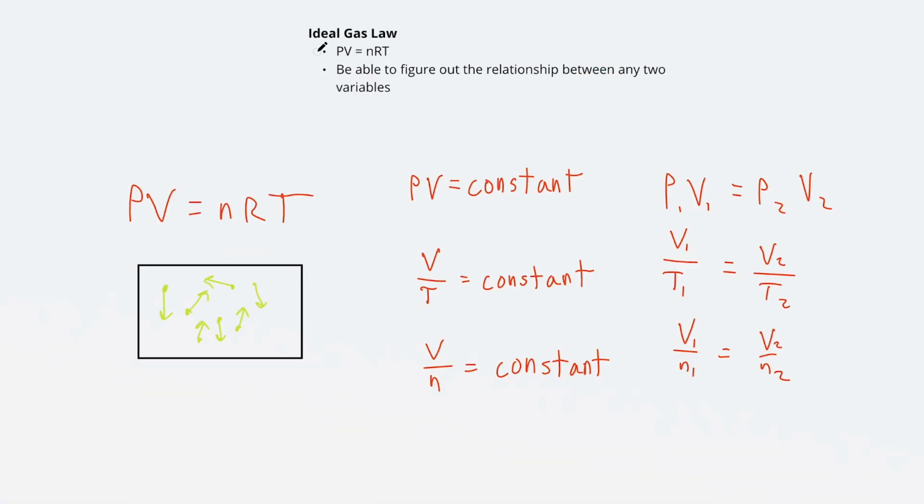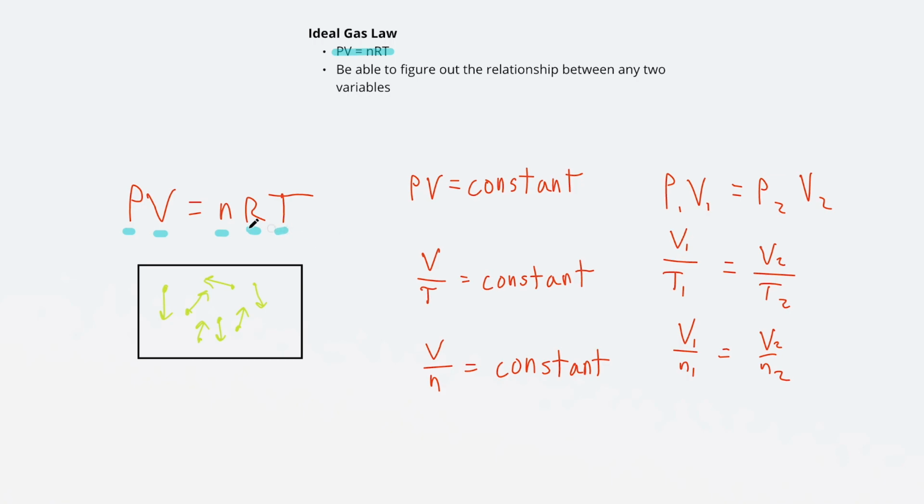Now we can look at the actual ideal gas law. And the equation is PV equals nRT. And we have it written over here on the left. P is pressure, V is volume, n is the number of moles of the gas, R is a gas constant that they're almost always going to give you on the test, and T is temperature in Kelvin.